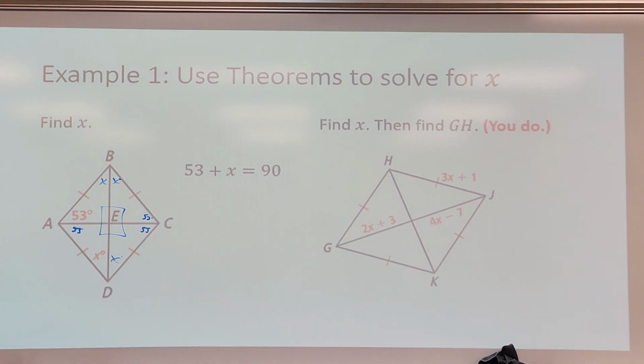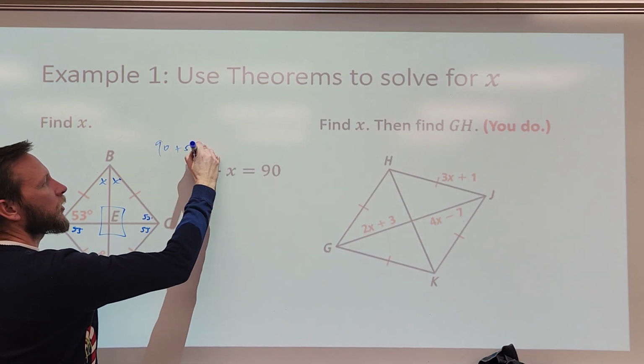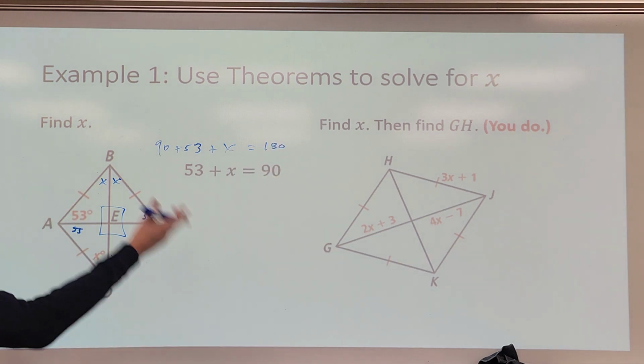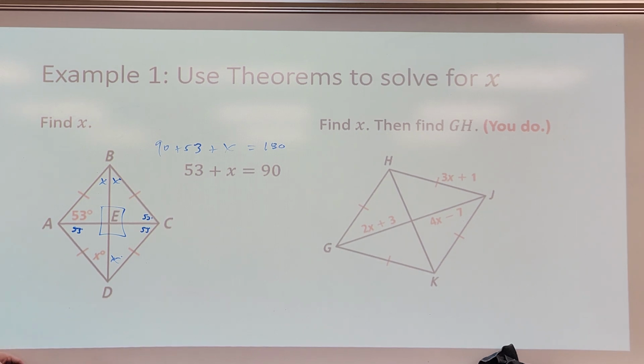So we basically have this situation where the acute angles in a right triangle are complementary. So 53 plus x equals 90. If you don't like this equation and you want to do 90 plus 53 plus x is equal to 180, that's fine. You can do that. Subtract off 90 from both sides, and now you have this situation. Now we just need to subtract 53 to find that x is equal to 37.